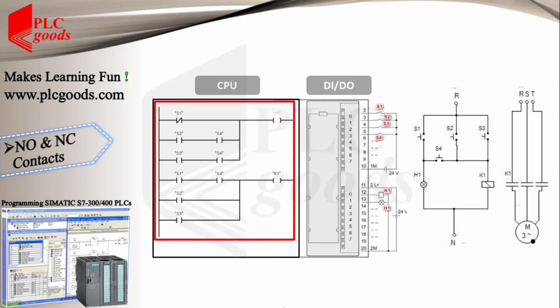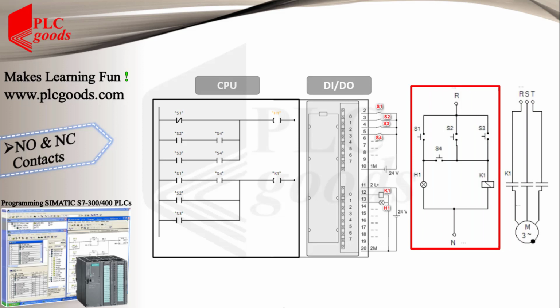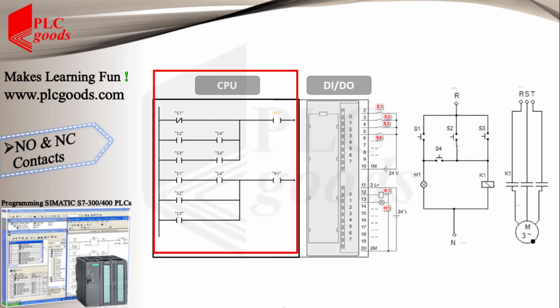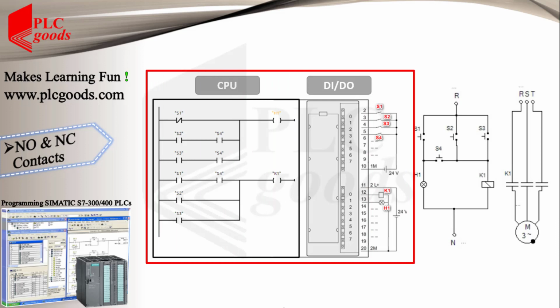So I can use this program to control the lamp and the three-phase motor with my PLC station instead of this electrical control circuit. Note that I can change the PLC program easily without changing its wiring. This is the most significant advantage of using PLCs.